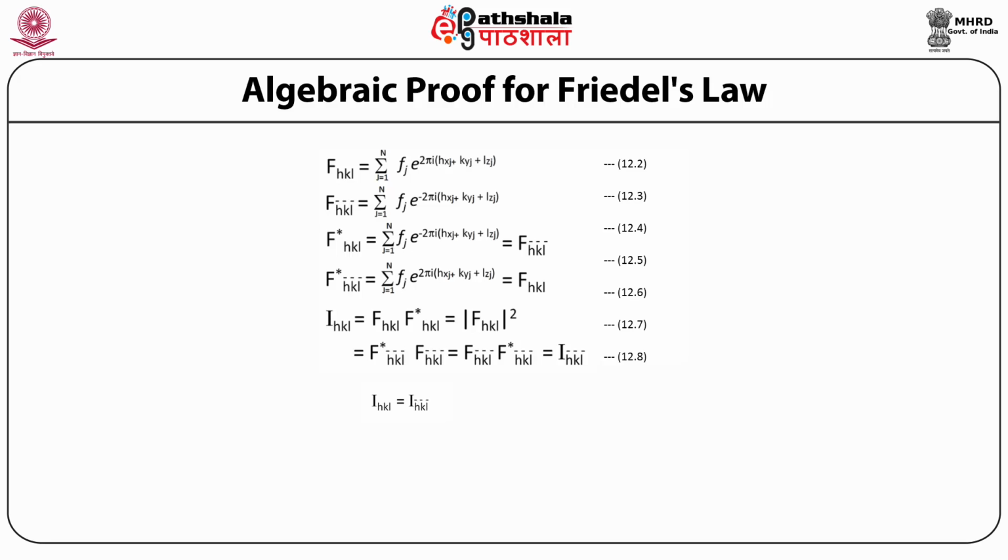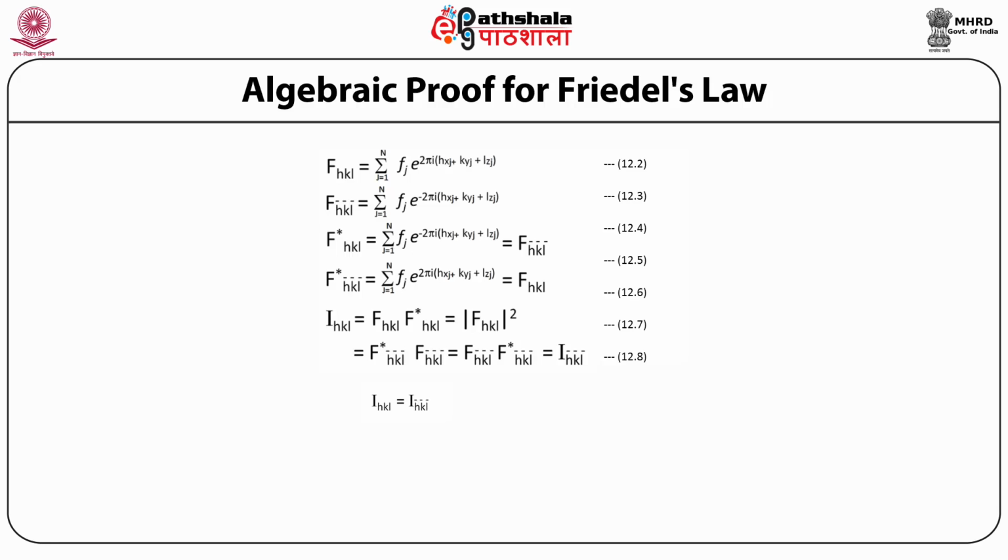Now, I want to get the same expression for the reflection h bar, k bar, l bar, or minus h, minus k, minus l. Once you substitute minus h, minus k, minus l in the above expression, all the negative signs are common, so I can take them outside in the power of the exponent. So F of h bar, k bar, l bar equals summation j equal to 1 to n fj times e power minus 2 pi i times (hxj plus kyj plus lzj), which I am calling equation 12.3.